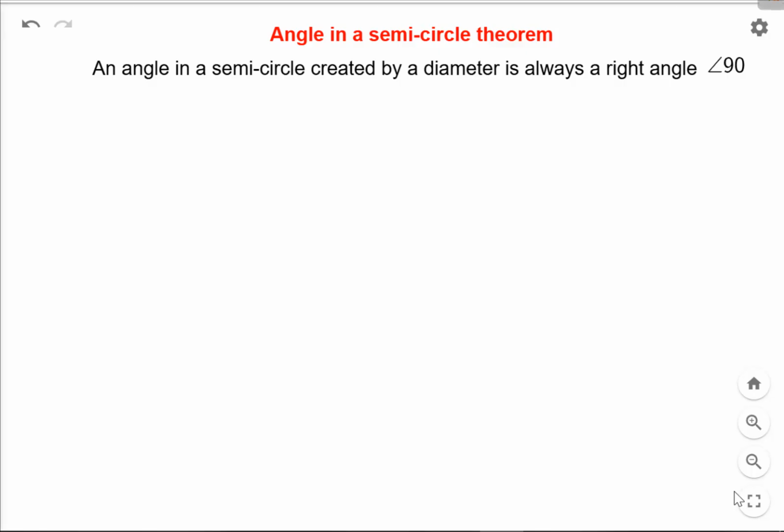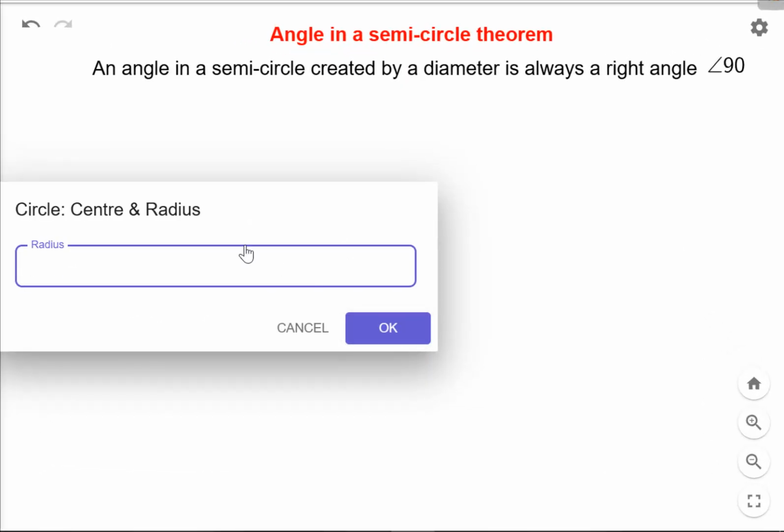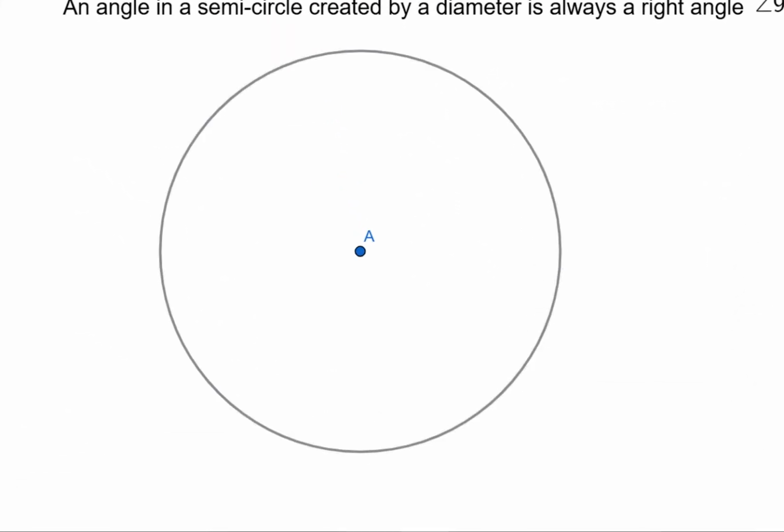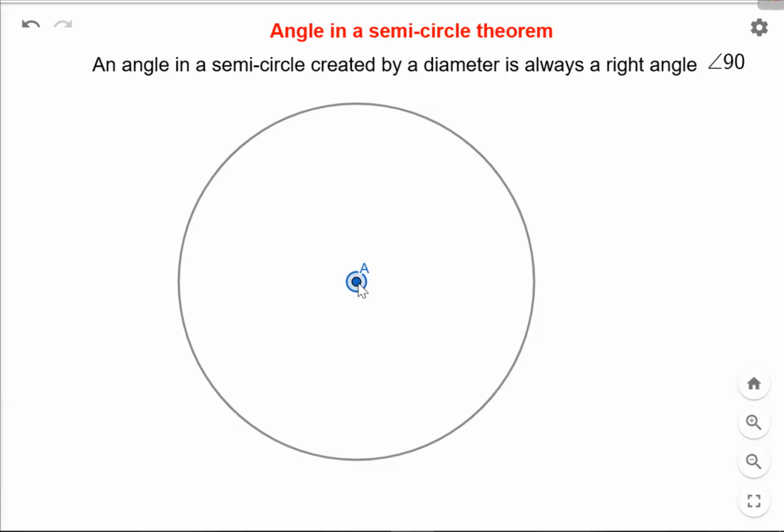So let's construct a diameter. First, we need to construct our circle. Let's use the same radius of 6. So we have our circle. I need to draw a line that will pass through the center. Once it passes through the center, then that line is called a diameter.